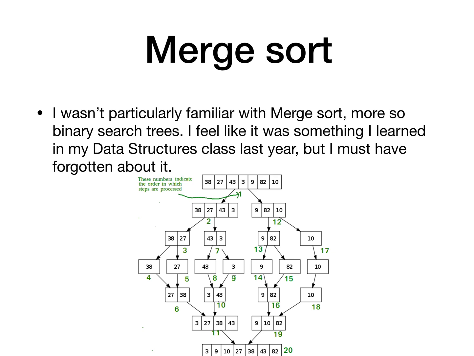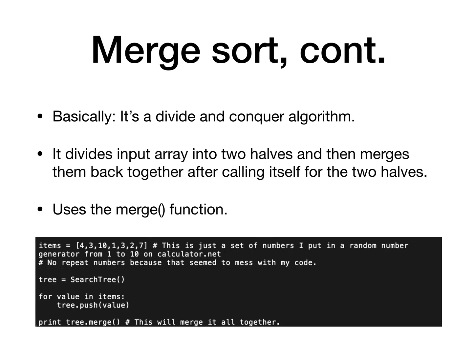So here's a little example down there. Here's it applied into my code. I don't know if my mouse is actually visible. Here it is actually applied into some code I did for one of my assignments. It's a divide and conquer algorithm. It divides the input array into two halves and merges them back together after calling itself on the two halves, and it uses the merge function.